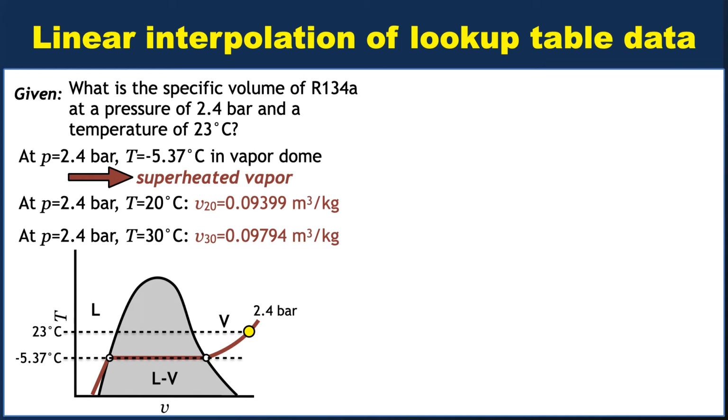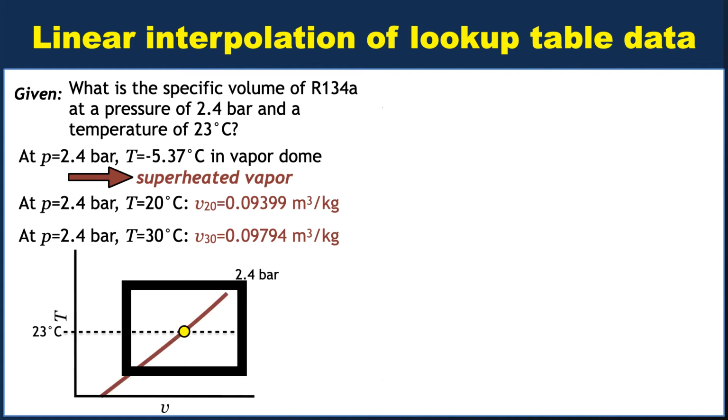Our goal now is to use these two data points to construct an accurate estimate for the specific volume at 23 degrees Celsius. To do that, let's zoom in on this little region right around our point at 2.4 bar and 23 degrees Celsius. So if we zoom in on this, the idea is that we have data at 20 degrees Celsius and we have data at 30 degrees Celsius. If you see, the curve that we have on our TV plot can be well approximated by a straight line between those two data points. 20 and 30 degrees are close enough on that line that if we do a linear interpolation, meaning we assume that a straight line connects them, that should give us a very good estimate of the value of the specific volume at 23 degrees C.